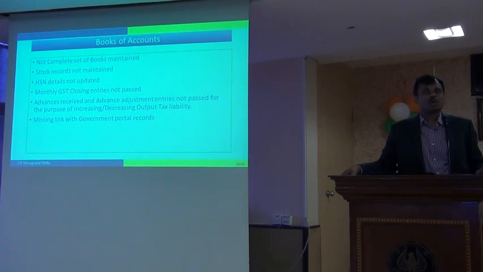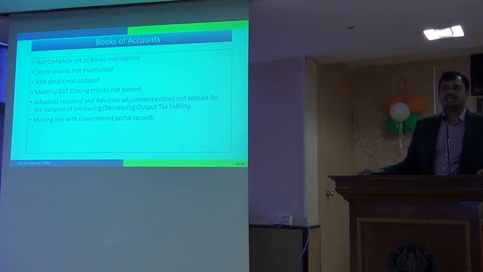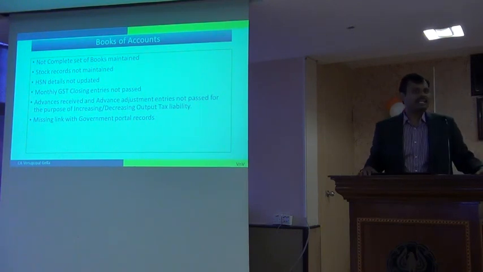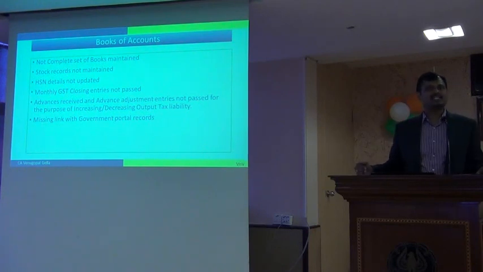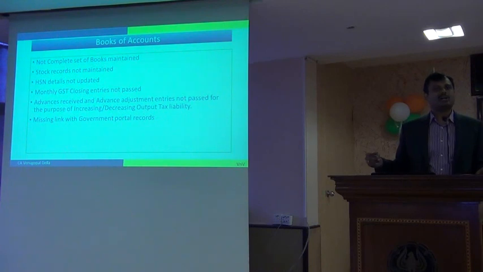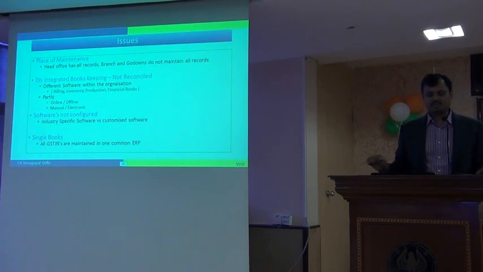The month-end closing entries are not posted. Advances received are not tracked with regard to the output tax liabilities paid. The government portal records, the electronic records which are the cash ledger, credit ledger and the liability ledger, are not maintained or reconciled with the books of accounts. When I come to reconciliation, I will explain this part in detail, but again this is one general non-compliance with the books of accounts.